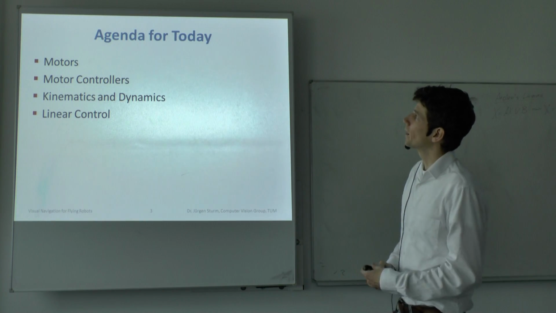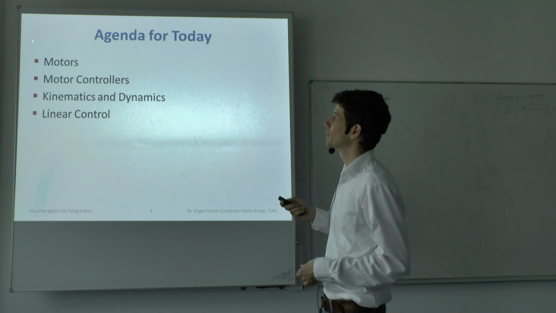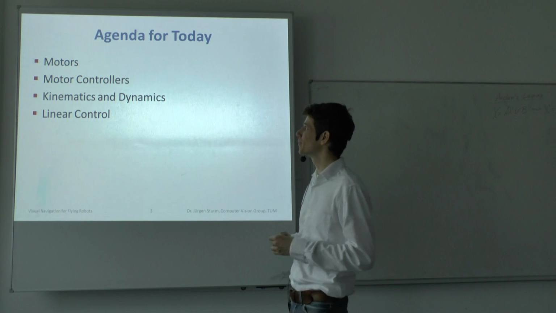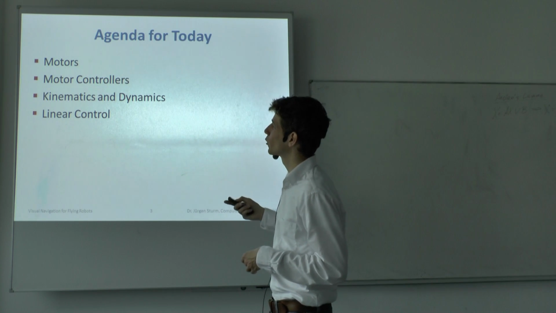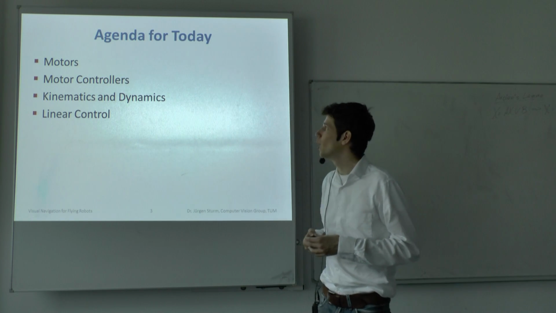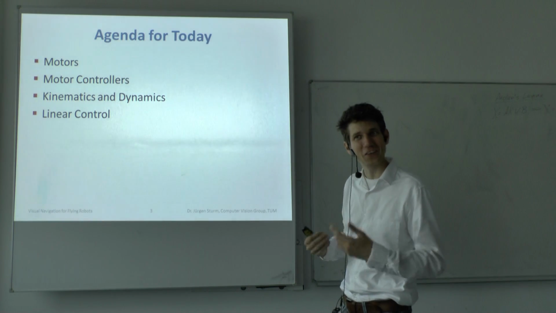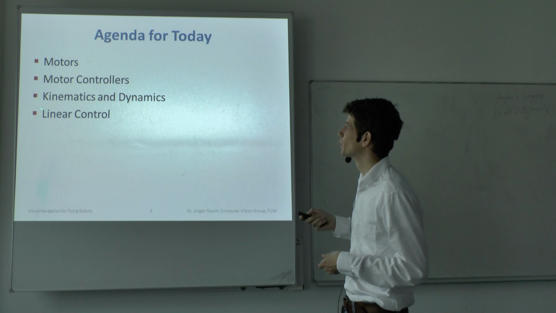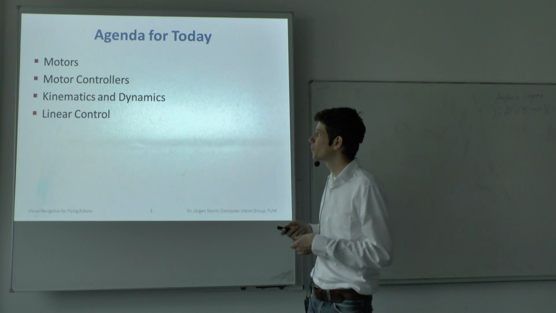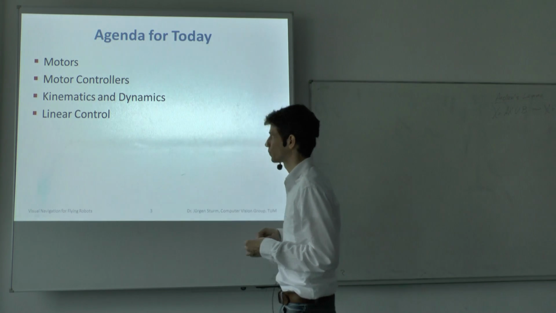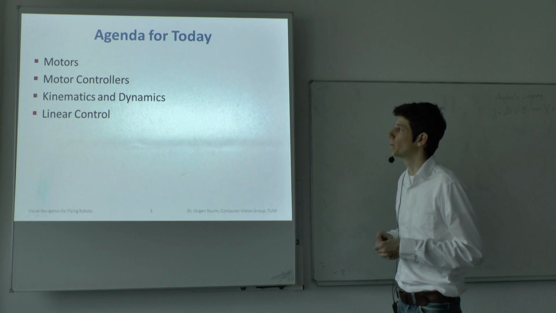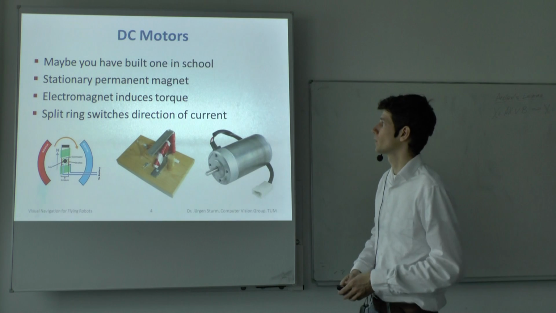Good. So today we will in particular look at how motors work, because that's the essential actuator on a quadrocopter. And then, as I said, we'll look at motor controllers, because we need to know how we can actually make them turn faster or slower. Then we will look at the kinematics and dynamics, and at linear control, and actually a bit more advanced control. But you will see that. Good.